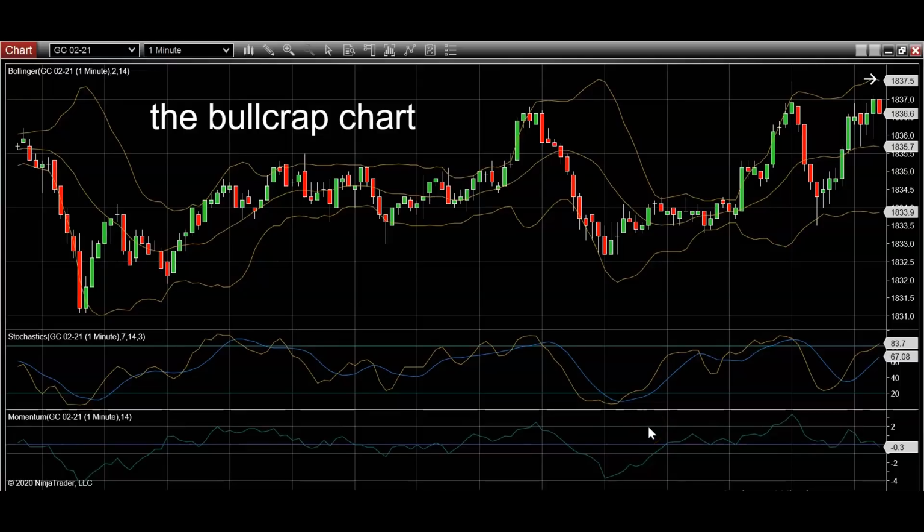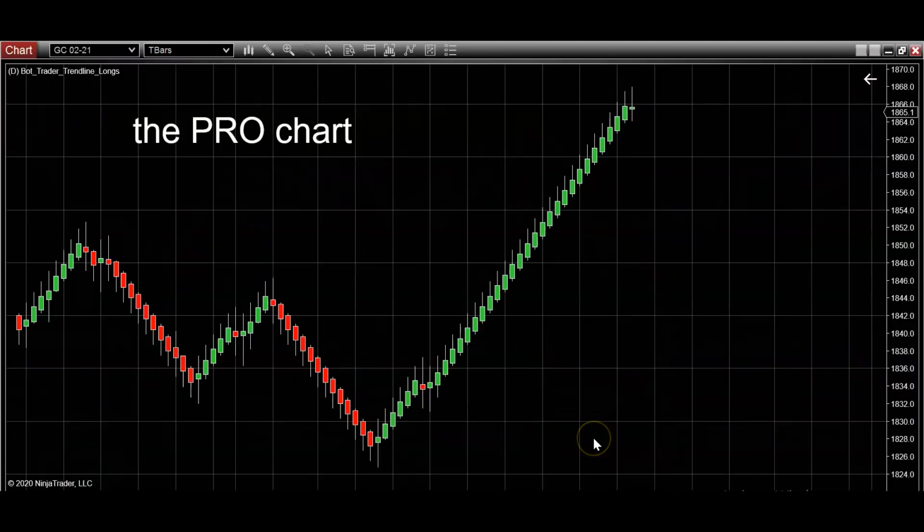All right, guys, today I'm going to show you how to trade gold. First thing we're going to do, we're going to take your candlestick chart, your indicator chart, what I call your bullcrap chart, and with one click of your mouse, I'm going to show you how to transform your chart to make it look like this.